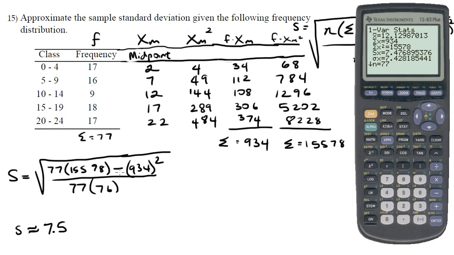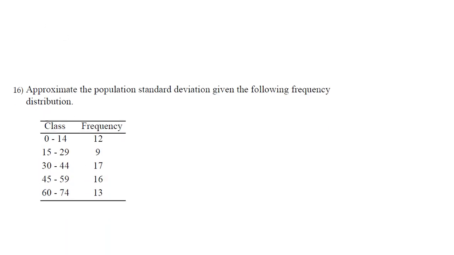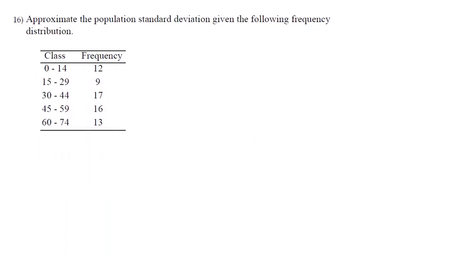So, looking at number 16 now. I'm going to do number 16 with the calculator without using the full formula. So I do need the midpoints. I need to determine the middle of these intervals so I can use that as my value. The first one, 0 plus 14 divided by 2, that's 7. The second one, 15 plus 29, that's 44, divided by 2, that's 22.